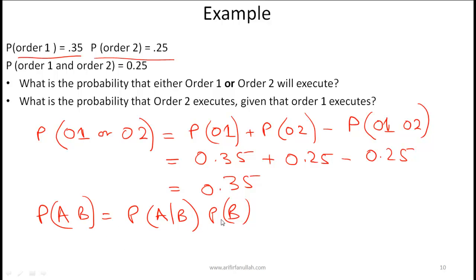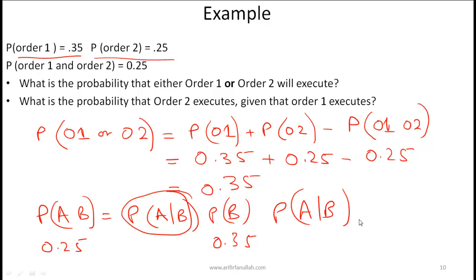So just plugging in. The probability of order 1 is simply 0.35. The probability of both happening is 0.25. So our answer here, the probability of A given B, will simply be equal to 0.25 divided by 0.35.